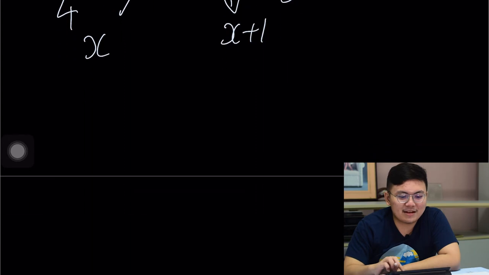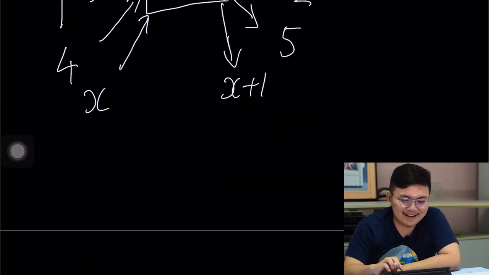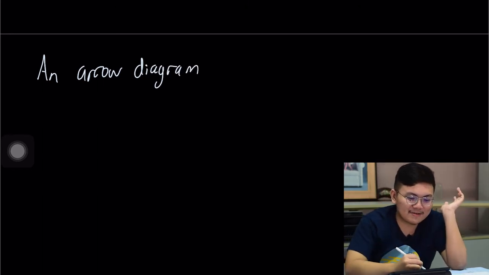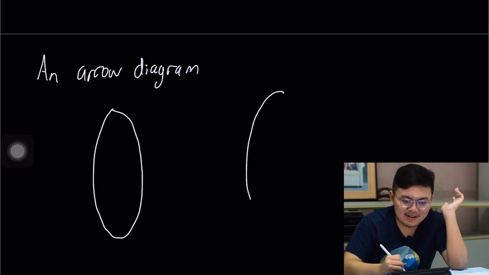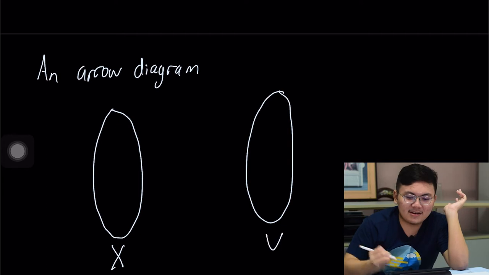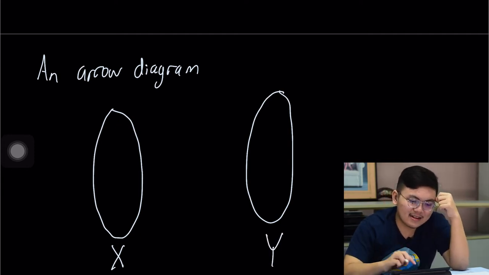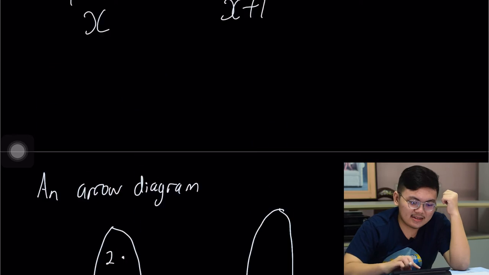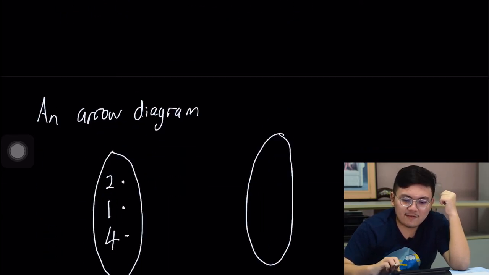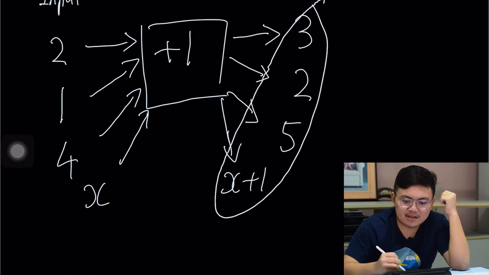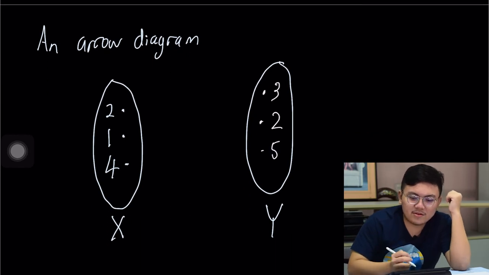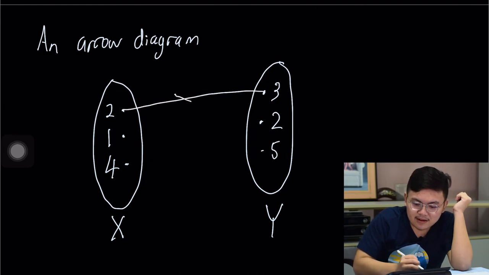Okay, so I'm going to draw a more professional diagram. This is called an arrow diagram. This arrow diagram is very easy. You just build two ellipses. This is the first set of the data, x and y. I copy the numbers like this: this is 2, this is 1, and this is 4. And then we copy the numbers here as y: 3, 2, 5. So we are going to link x and y.